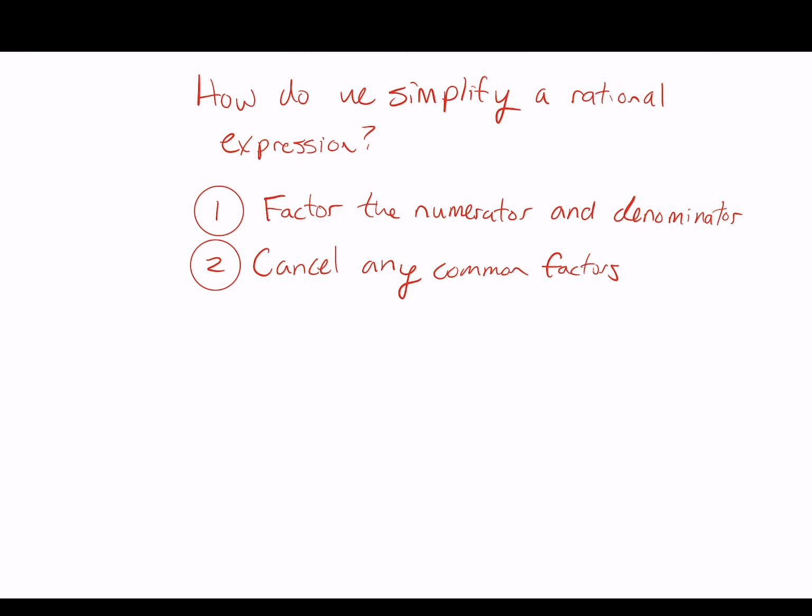So how do we simplify a rational expression? Well, the first step we need to do is we need to factor the numerator and then factor the denominator. And then we want to cancel out any common factors in the numerator and denominator. Let's try an example.